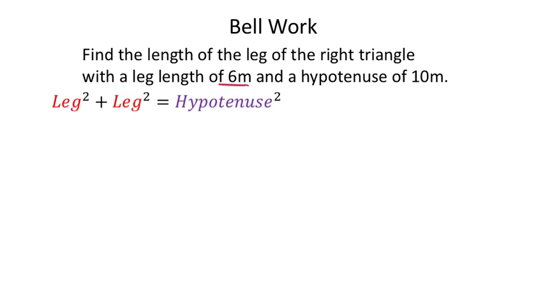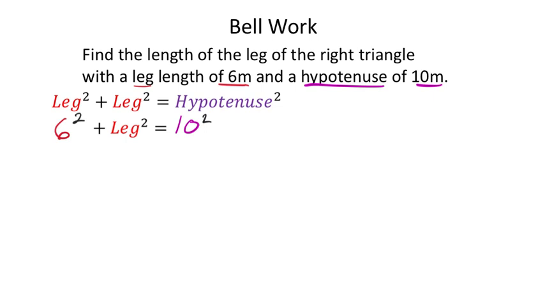So starting with this leg length of 6 meters, I'm going to make it the first leg, although you can make the second one if you'd like. And then the hypotenuse is 10 meters, so I'm going to make the hypotenuse 10. And then we just apply the rest of the Pythagorean theorem. So we got 6 squared plus the other leg squared equals 10 squared.